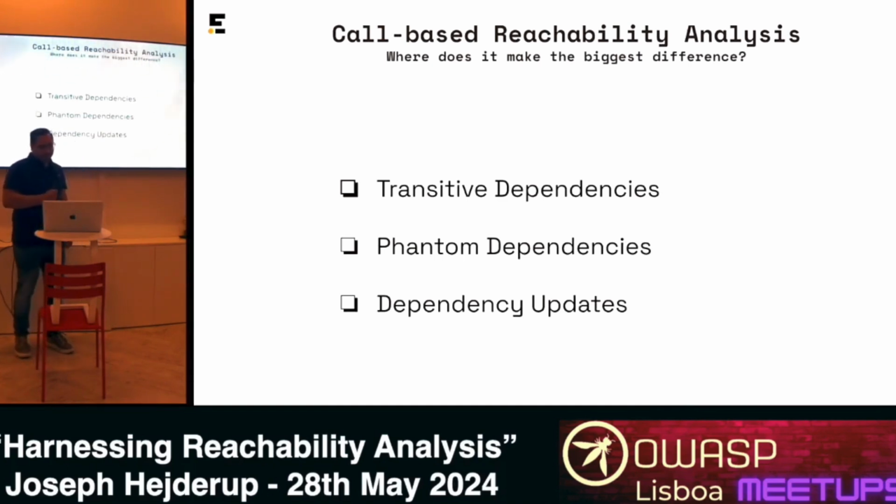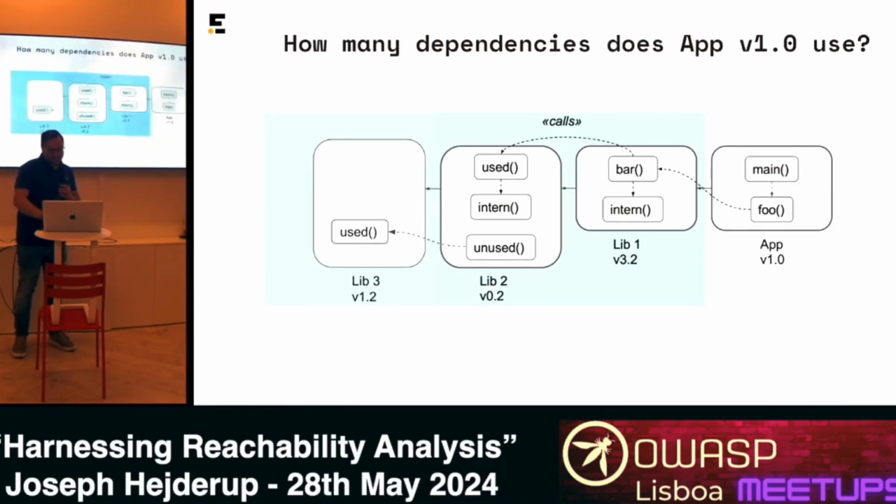All right, so introducing this: where does this call-based reachability analysis make the most difference compared to what is currently out there? There are three areas where source code analysis has an impact. That is transitive dependencies, phantom dependencies, and dependency updates. And coming to transitive dependencies, now there's a way for me to quiz people.